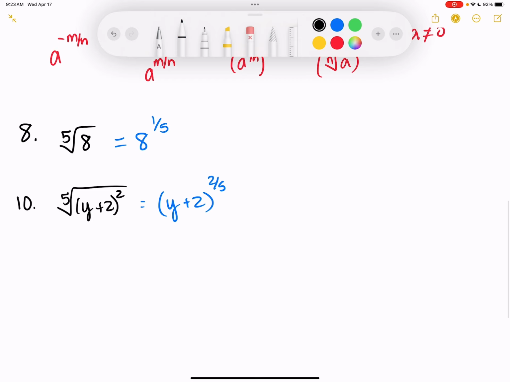We can also work the other way, where they can give us what I have written in blue and work back to the original. So number 14, we've got x to the 7 over 6. How would I write that in radical notation?